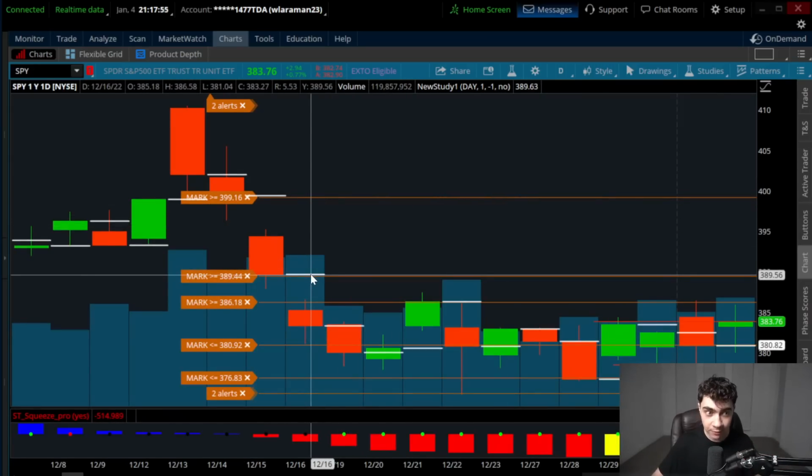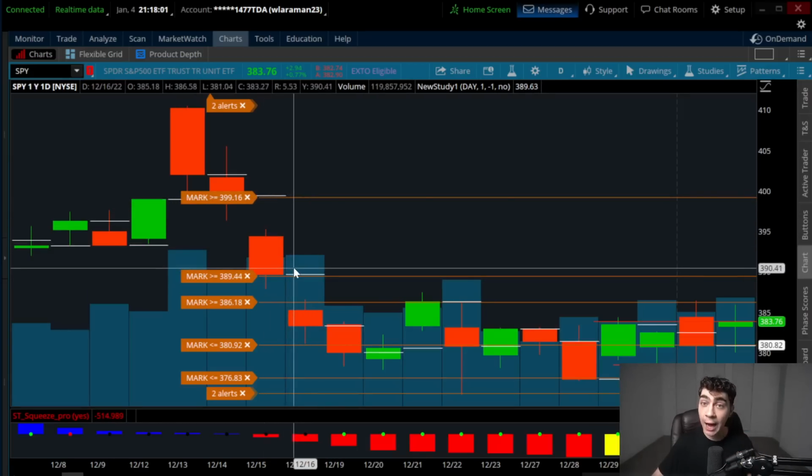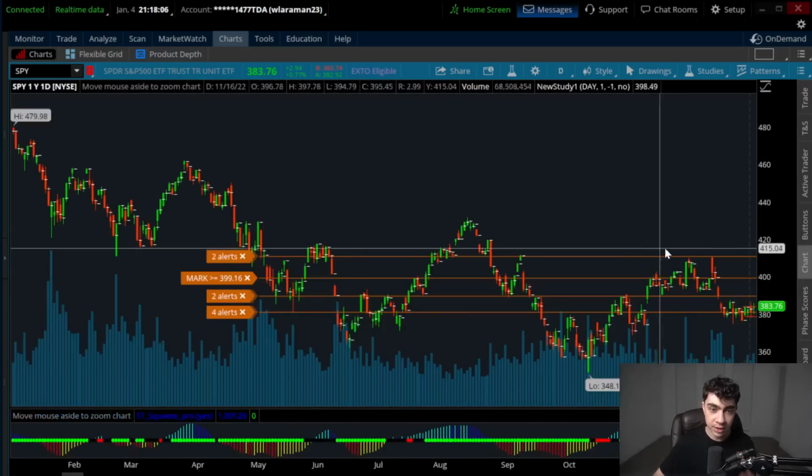389.63, this gap to fill above right here. And then the higher one at 399.44, right? Those are the two best levels. I would play them both. Wait for bearish reaction, wait for bearish confirmation. What is the strategy behind this?